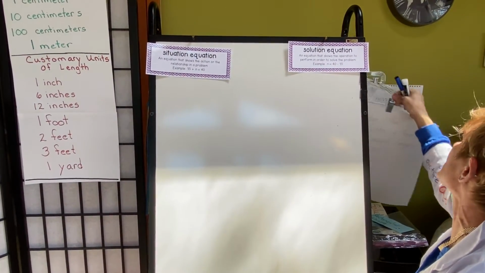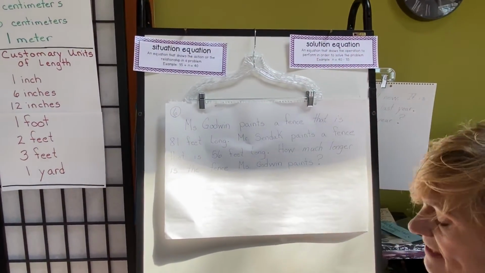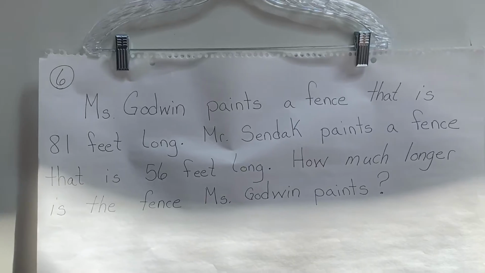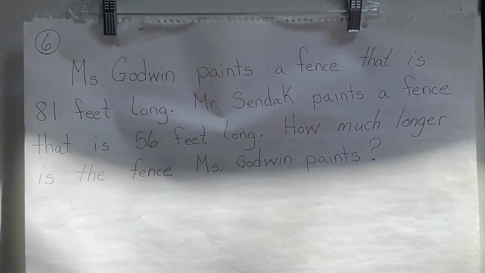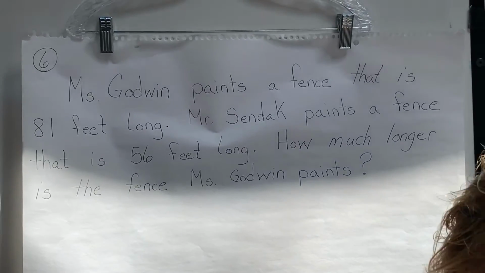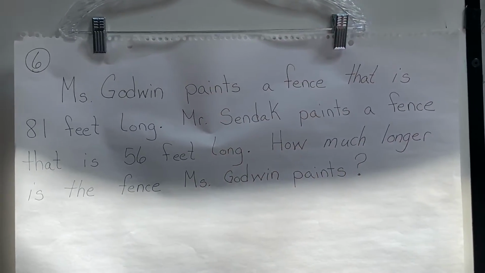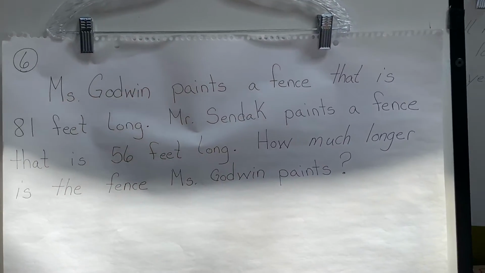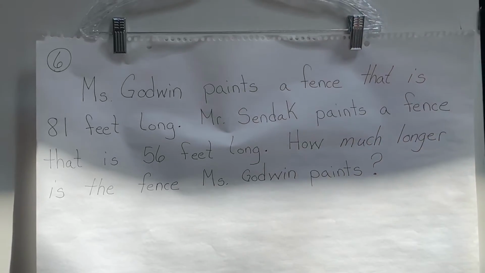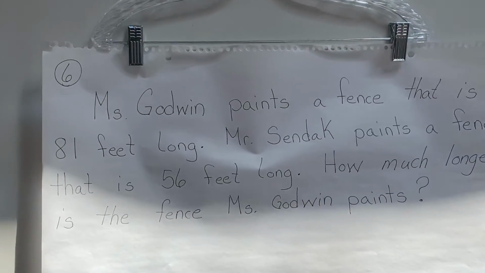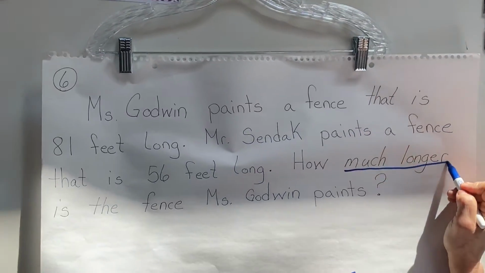Number 6 is talking about a fence. Ms. Godwin, Ms. G, paints a fence that is 81 feet long. Mr. Sendak, he paints a fence that is 56 feet long. How much longer is the fence Ms. Godwin paints? Friends, how much longer?